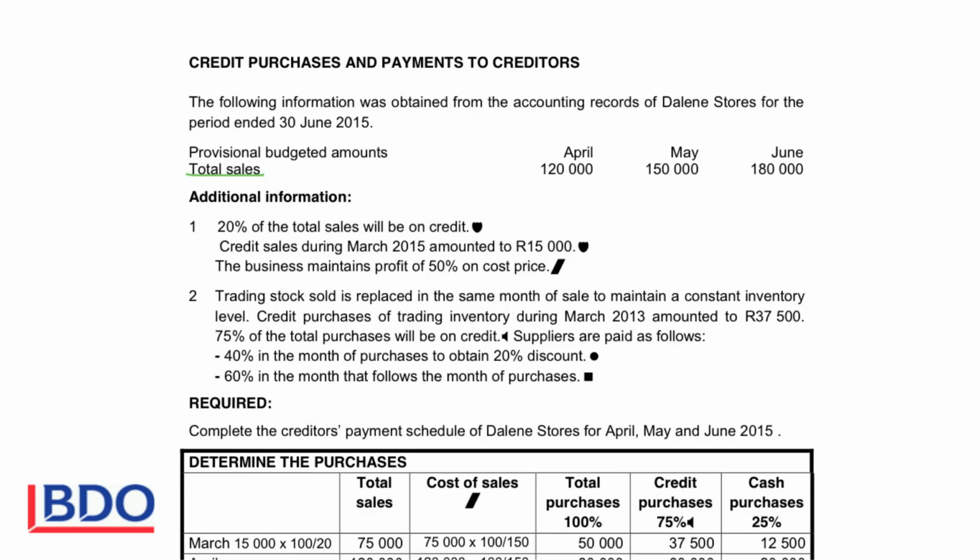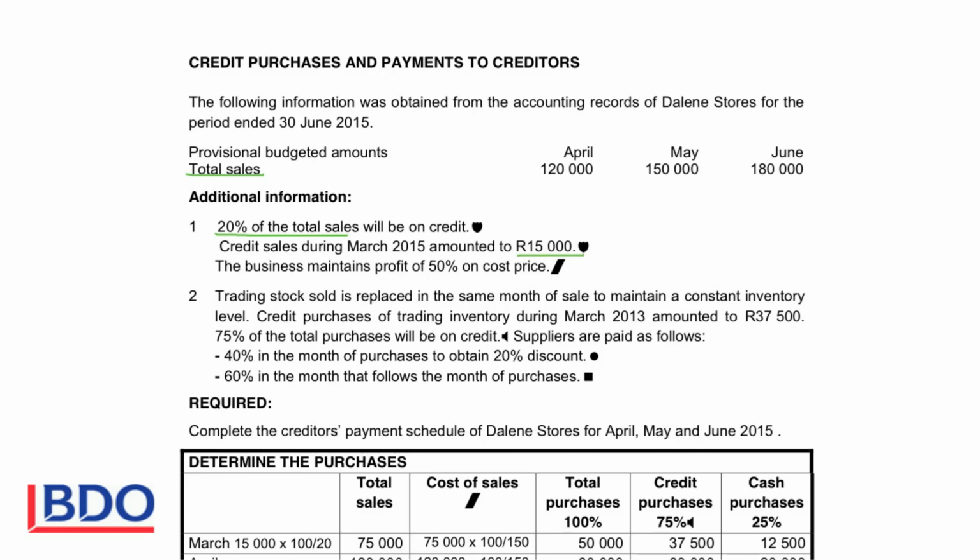If they don't give us the total purchases and we have to calculate the purchases using the profit percentage, it means that you have to work on total sales because your cash and credit sales must be replaced. The information is 20% of the total sales will be on credit. Okay, credit sales during March amounted to 15,000. So I can determine how much we will get out of that money in the future.